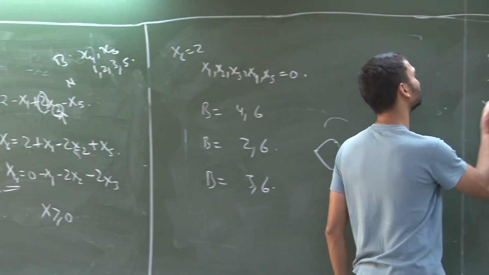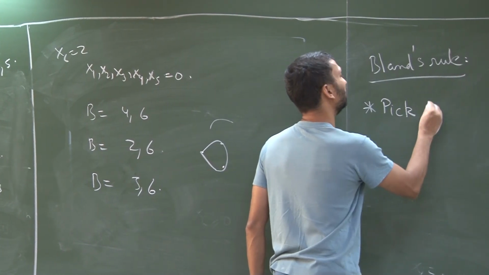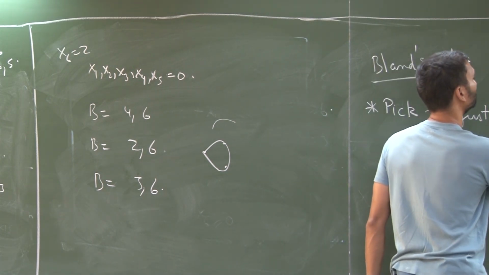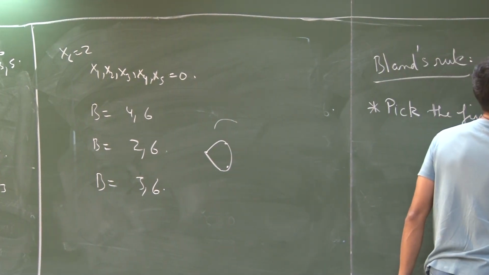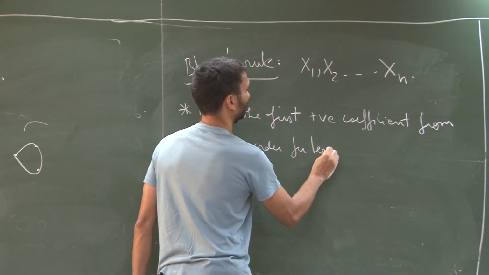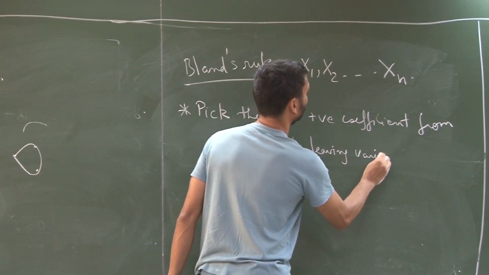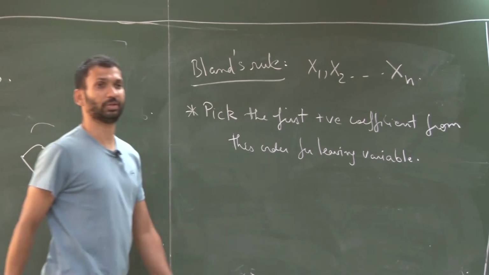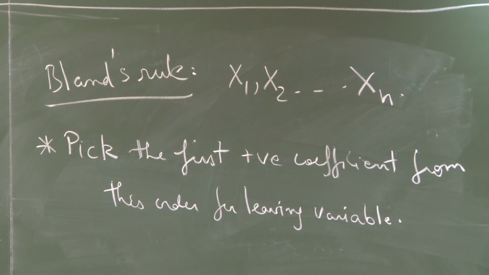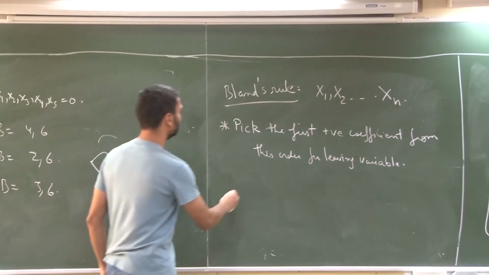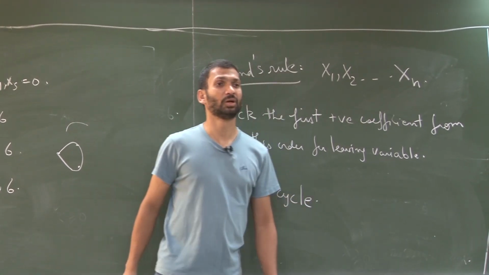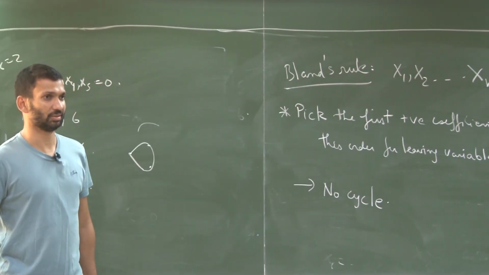So what's the rule? Pick the first positive coefficient from this order. This is called Bland's rule, and if you do that, you have a guarantee that you will not get stuck in any cycle.